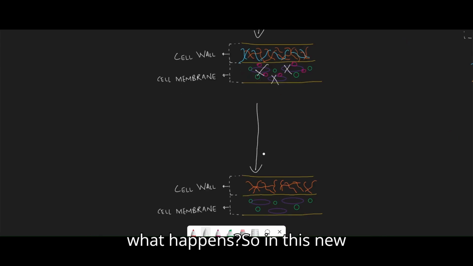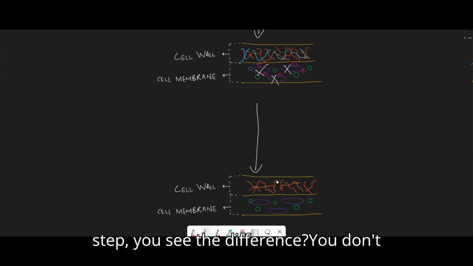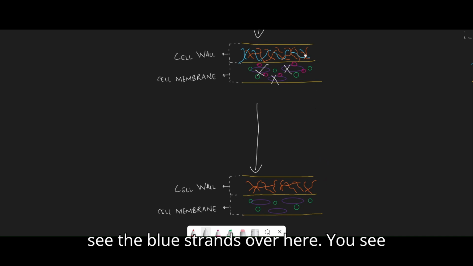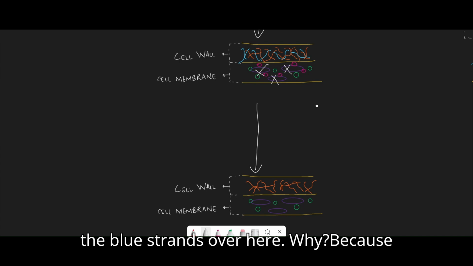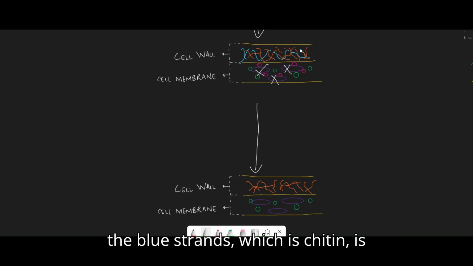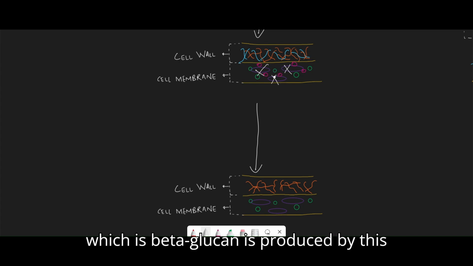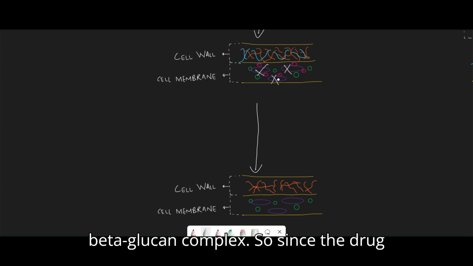So in this new step, you see the difference. You don't see the blue strands over here. You see the blue strands over here. You don't see the blue strands over here. Why? Because the blue strands, which is beta glucan, is produced by this beta glucan complex.